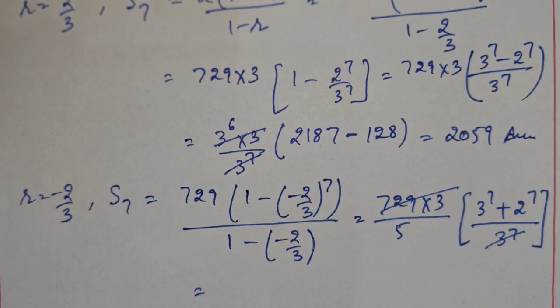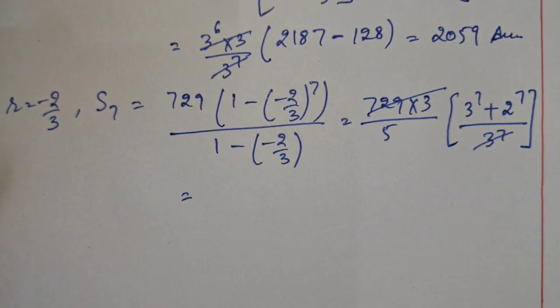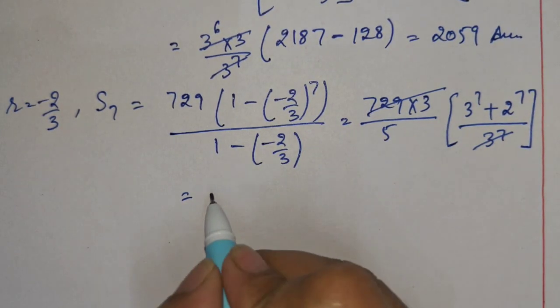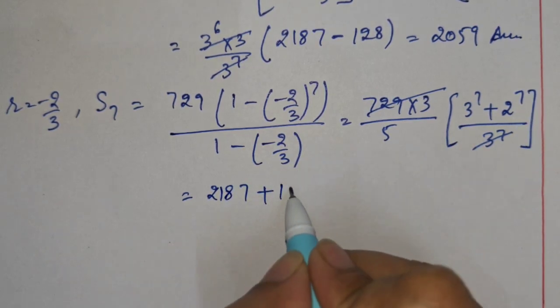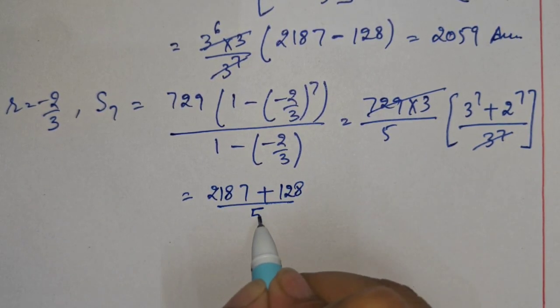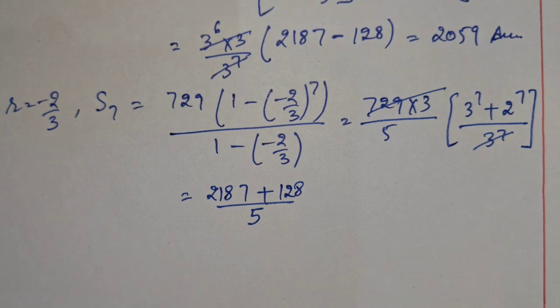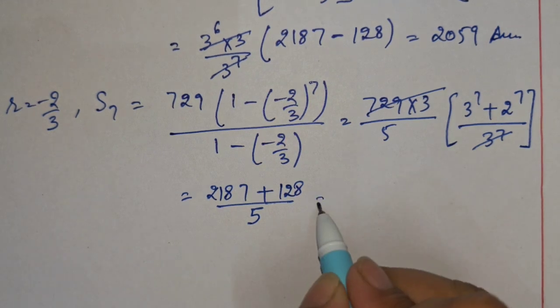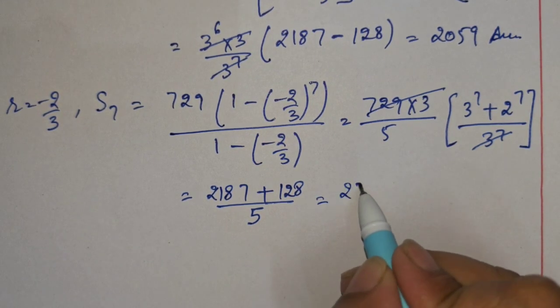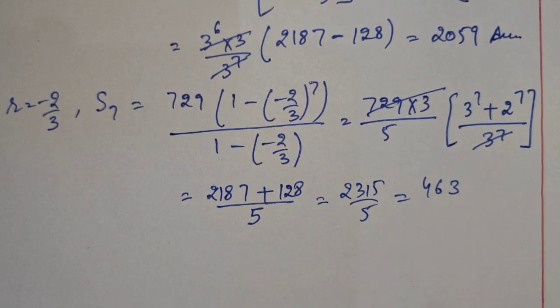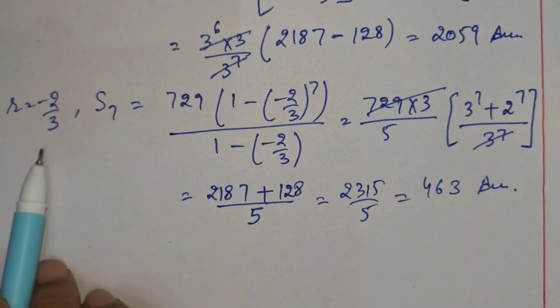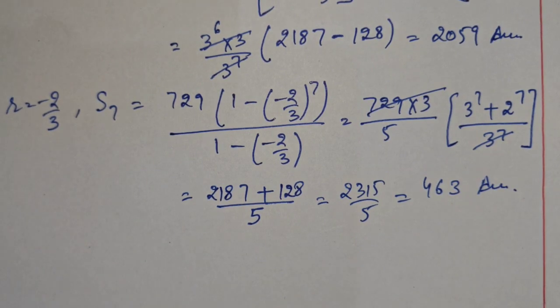Then we have 3 raised to power 7 is 2187 plus 2 raised to power 7 is 128 upon 5. So this is equals to 2315 upon 5 and this is equals to 463. So this is the required sum when r is equals to minus 2 upon 3.